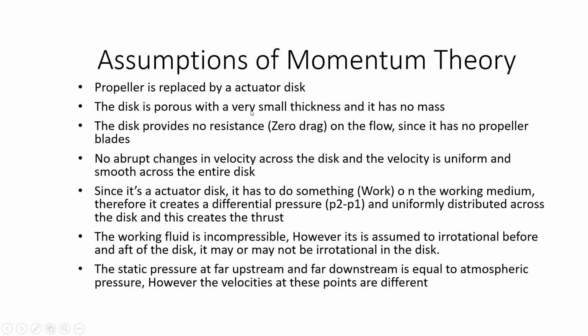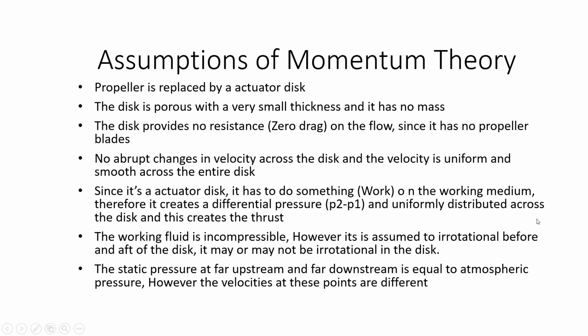So, assumptions of momentum theory: the propeller is replaced by an actuator disc, like I said, and the disc is porous and of very small thickness. It has no mass, and it provides no resistance, zero drag on the flow, since it has no propeller blades. There is no abrupt change in velocity across the disc. Velocity is uniform and smooth across the entire disc, so a given velocity is fixed at that point of the disc, and there is no abrupt change.